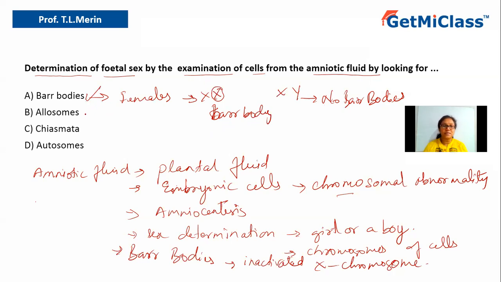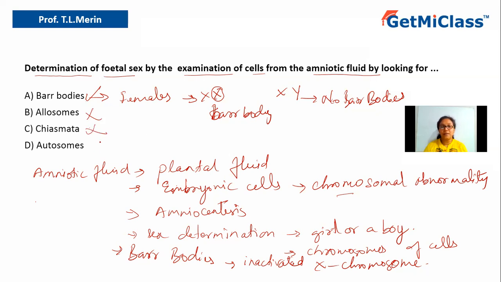Option B says allosomes. Of course, the X chromosome is a type of allosome, but the Y chromosome also is considered an allosome. So it is not that just by the presence of allosomes you can identify whether it's a male or a female. We have to look for bar bodies, so hence it is ruled out. Then chiasmata. Chiasmata is a process which occurs during recombination, where the homologous chromosomes form pairs. But here we are not looking for chiasmata. We are looking for the presence of a bar body.